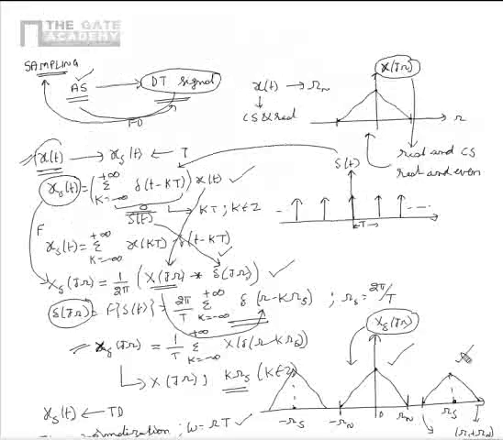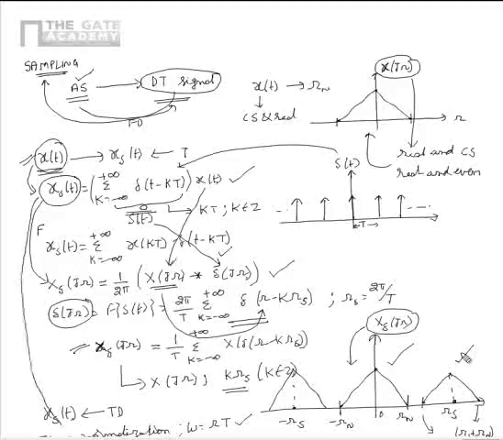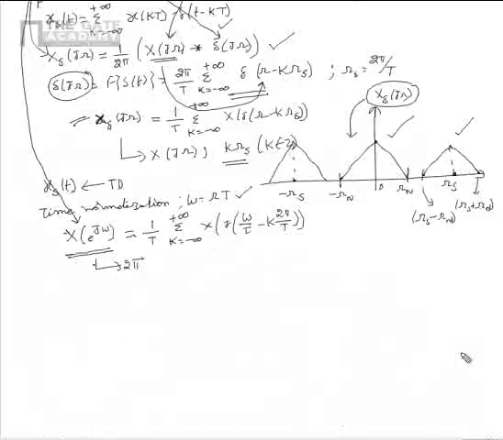So, given a continuous time signal x(t), after sampling, we got x_s(t). After time normalization, we got another signal which is in the discrete domain. Let it be x[n]. From this, we can say that X(e^{jω}) is the Fourier transform of x[n].